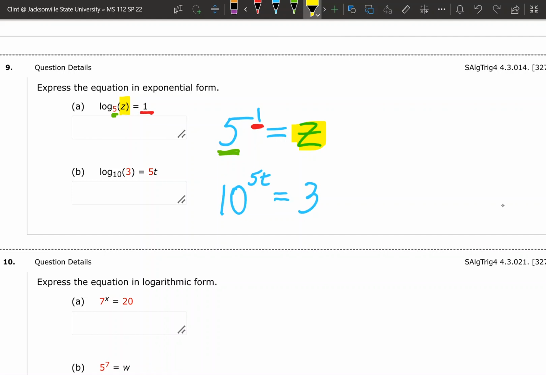Question on those? Again, you don't have to come up with a number answer or anything. We're just rewriting, so you end up with an equation. That's fine.